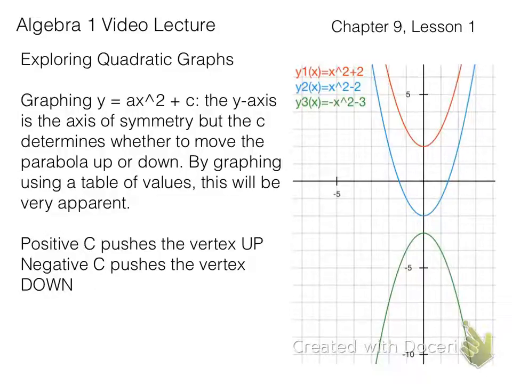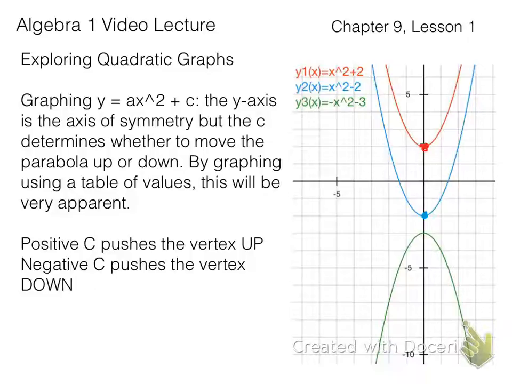So if you have a positive c, it's going to push the parabola up. In the example here, the red line, which is x squared plus 2, the parabola actually starts at y = 2, (0, 2), right there. So that is the vertex. The c actually determines where the vertex is on the y-axis. So if the c is negative 2, in the case of the blue line, which is x squared minus 2, the vertex is at negative 2.